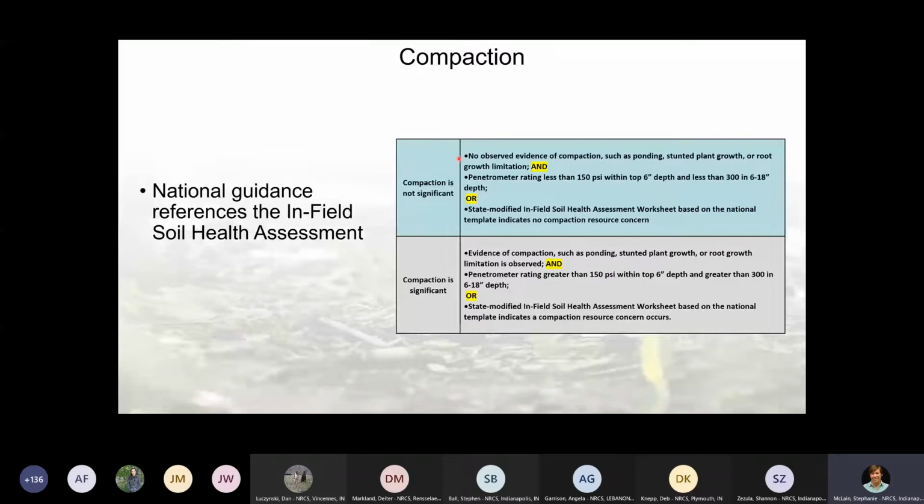Or do the infield soil health assessment worksheet, which ironically looks at all of those things in the worksheet. So I feel like they just listed out the worksheet requirements in the bullet above and then said, well, or you can do the assessment worksheet. Again, if compaction is significant, then we are seeing evidence of those things: compaction, ponding, stunted plant growth, root growth limitations, and all of those things. And you have penetrometer readings that are greater than 150 psi in the top 6 inches and greater than 300 in the 6 to 18 inch depth. Or again, you could just very easily do all of that in the infield soil health assessment worksheet.